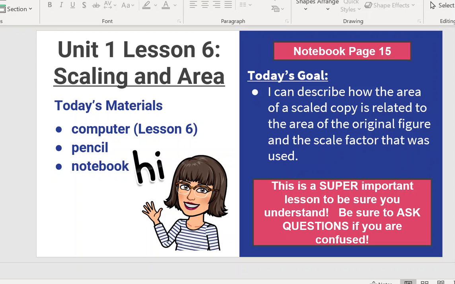So in your table of contents, go ahead and fill out scaling an area, and then turn to notebook page 15 and write today's goal in. Today's goal is that you can describe how the area of a scaled copy is related to the area of the original figure and the scale factor that was used. If you need to pause the video so that you can have time to write that down, that is fine. And as soon as you have that written down, go ahead and play on the video.